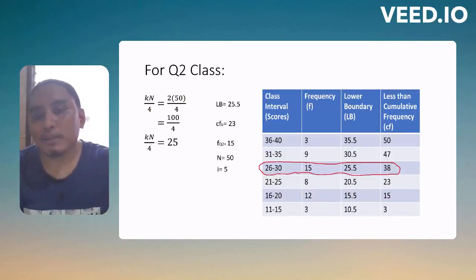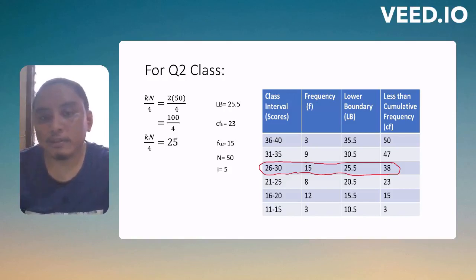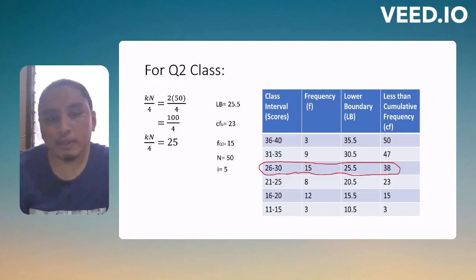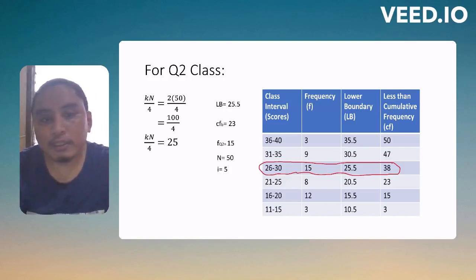Kn over 4 is equal to 2, which is the quartile value, multiplied by 50, which is the total frequency, over 4. So we have here 100 over 4. So 100 over 4 is equal to 25. So 25 belongs to the class interval 26 to 30, because the class interval 26 to 30 has a less than cumulative frequency of 24 to 38.